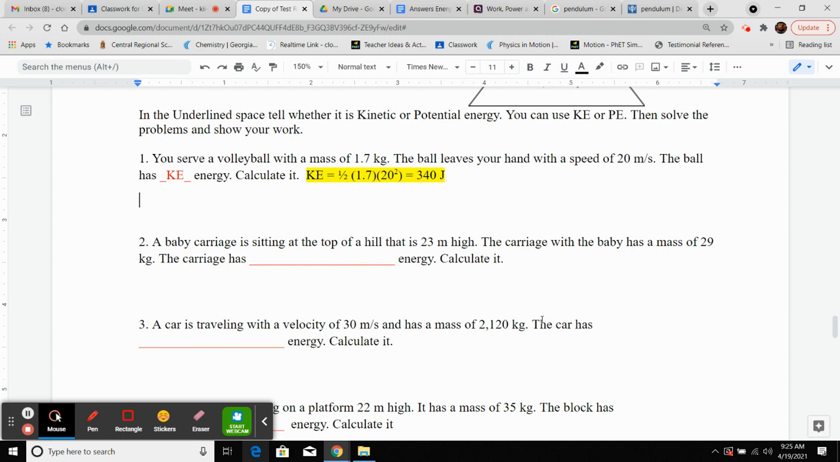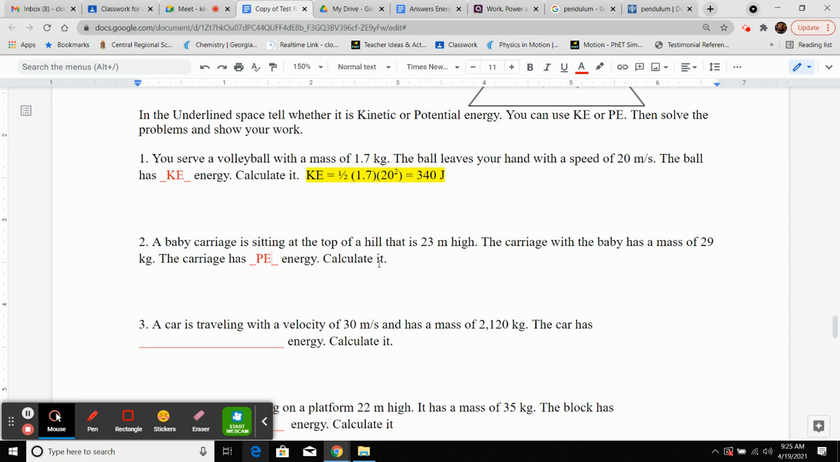Number 2, you got a baby carriage sitting on top of a hill. The hill is 23 meters high. The carriage plus the baby have a mass of 29 kilograms. Still seems like rather a lot. And so the carriage has what kind of energy? What kind of energy are we thinking?